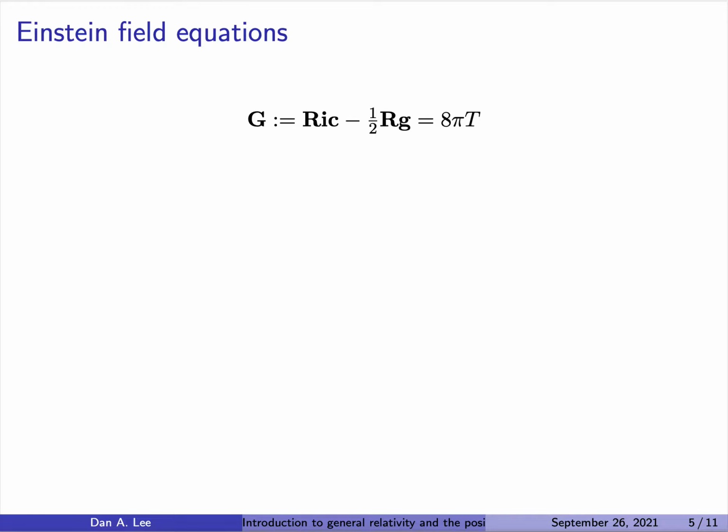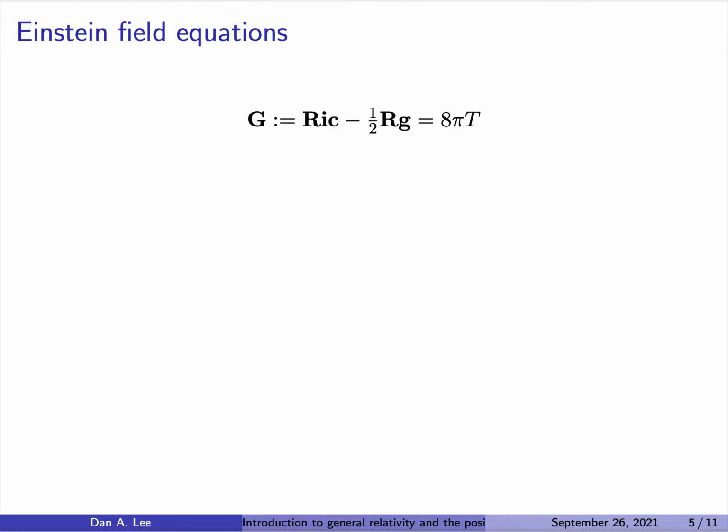And the reason why the Einstein tensor is so important is because it's divergence free. That's a reason why this combination, Ricci minus a half R g, is very natural. So the Einstein field equations say that this Einstein tensor, which is a curvature tensor of the spacetime metric g, has to be equal to 8 pi T.